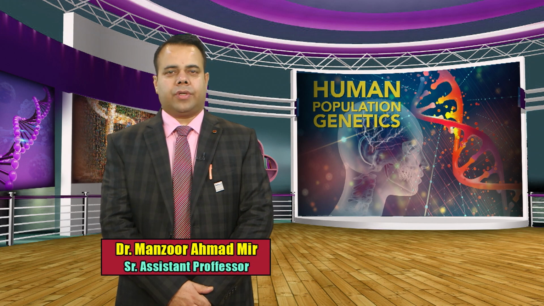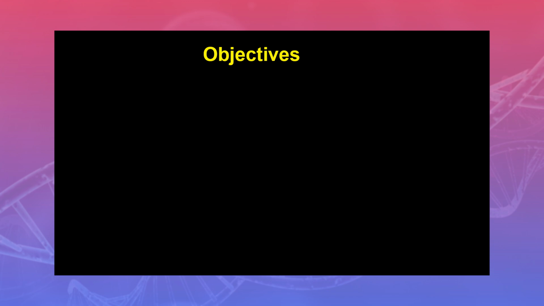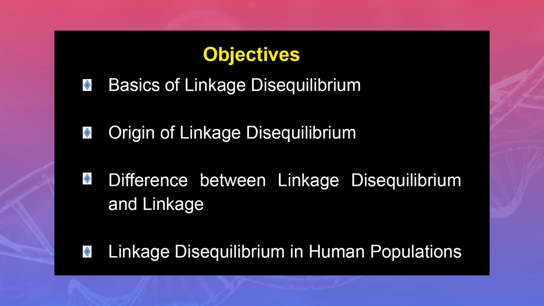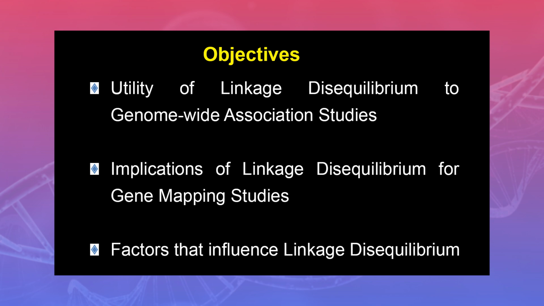Today we are going to discuss the topic linkage disequilibrium. The main objectives of today's lecture are to know the basics of linkage disequilibrium, to know the origin of linkage disequilibrium, to understand the difference between linkage disequilibrium and linkage, to understand linkage disequilibrium in human populations, to know the utility of linkage disequilibrium to genome-wide association studies, to understand the implications of linkage disequilibrium for gene mapping studies, to know the factors that influence linkage disequilibrium.